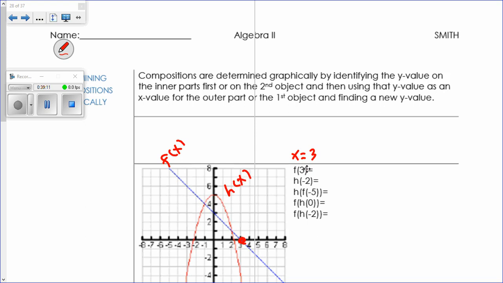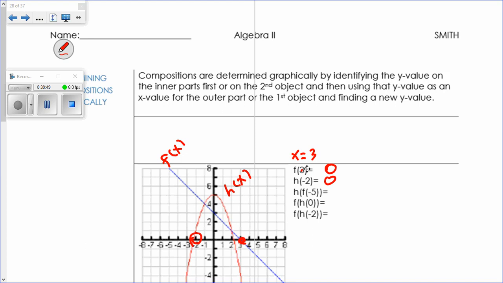So graphically, when x equals 3, what is the y value on the blue line? 0. This one's blue. This one's red. The next one, when x equals negative 2, what is the y value on the red curve? Negative 2. I have 2 answers. Oh, sorry, when x equals, my bad. Over here, 0.